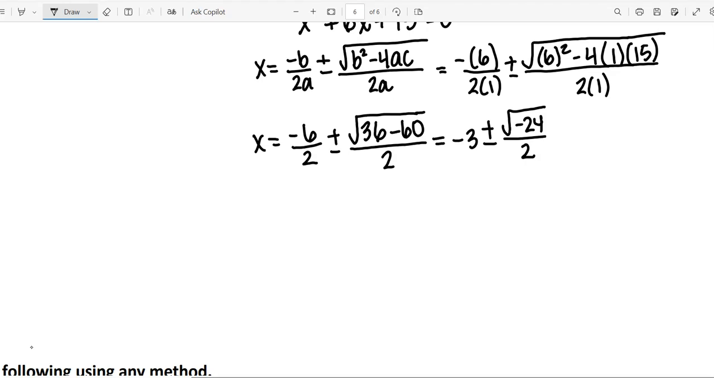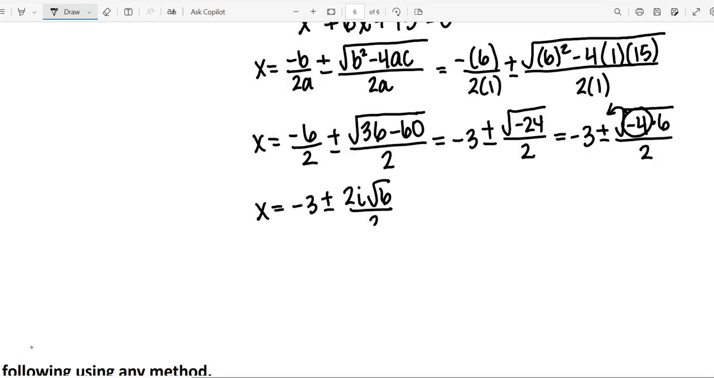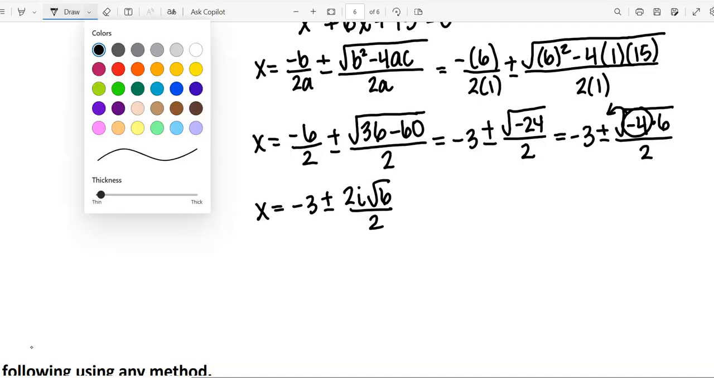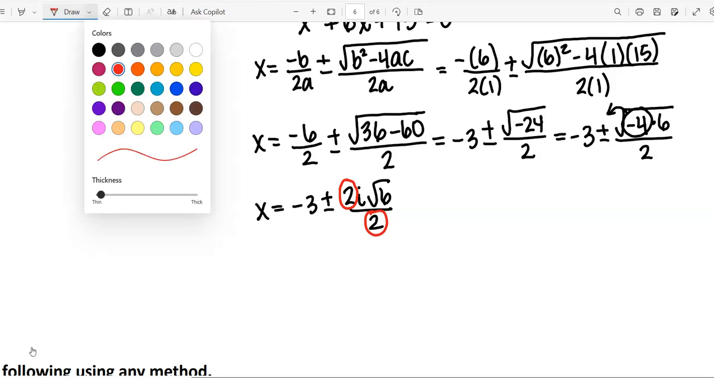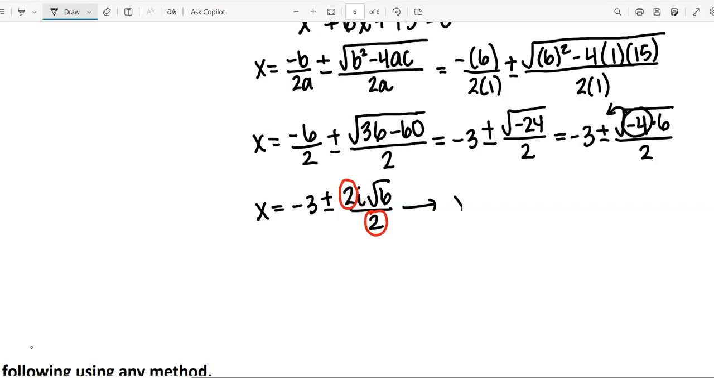What can I do with the square root of negative 24? 6 times 4. Which one's the perfect square? 4. So we'll have the square root of, if 4 is the perfect square, put your negative with it, and then times 6 over 2. The square root of negative 4 is going to come out as what? 2i. So negative 3 plus or minus 2i square root of 6 over 2. Now that we have a 2 in front of the i and a 2 in the denominator, we can divide those. 2 divided by 2 is just 1. And so we're going to have x equals negative 3 plus or minus 1i, which is just i, square root of 6.